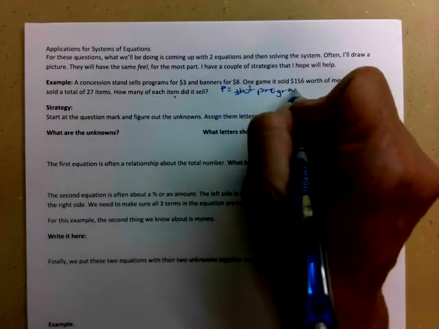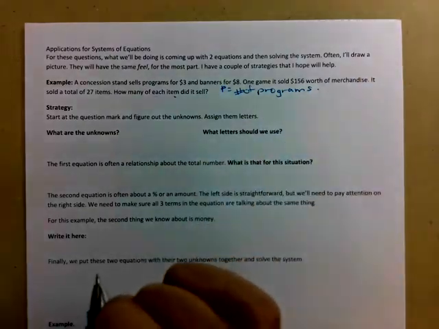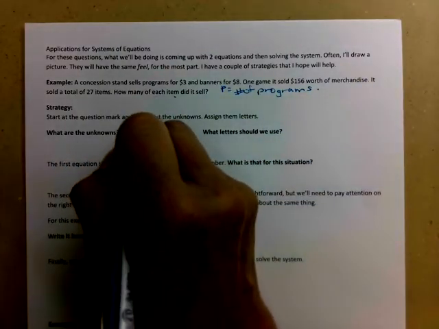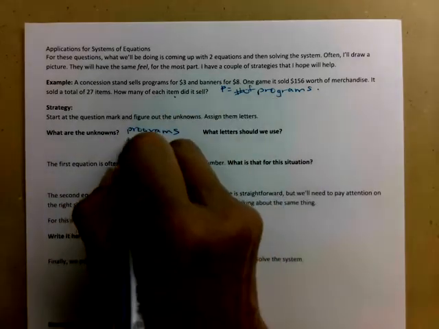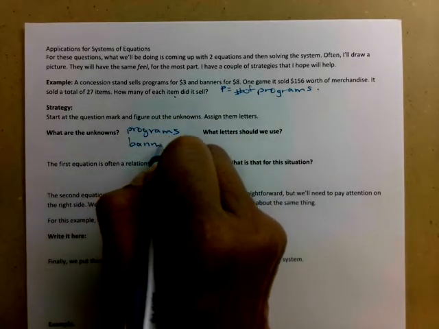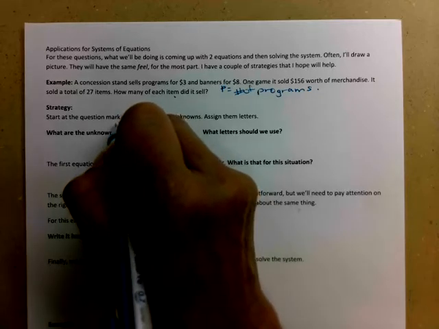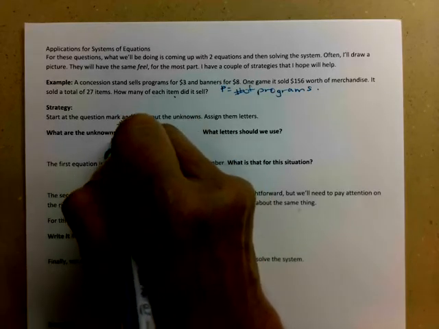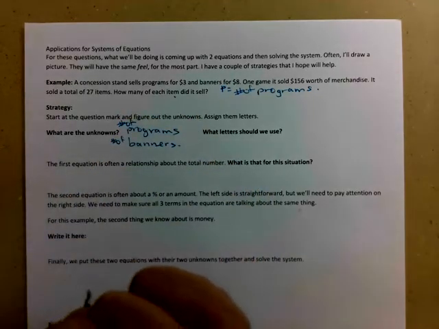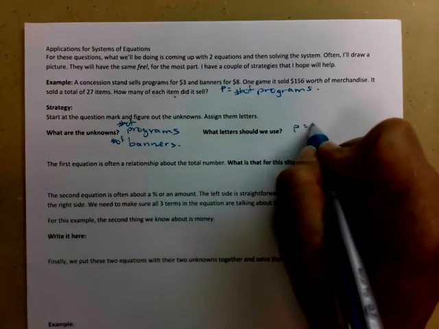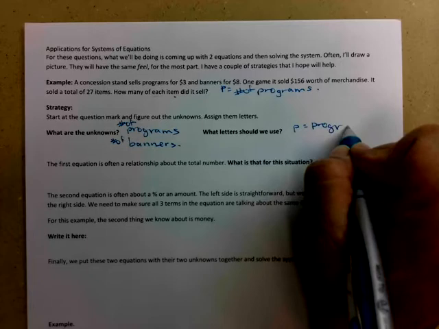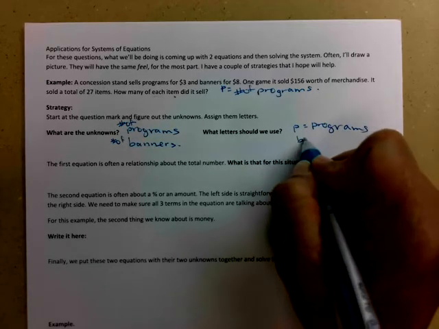And here's another strategy right now. What are the unknowns? Programs and banners. Number of, that's kind of important too. So number of programs, number of banners. So what letters should we use? Well, let's use P for programs and B for banners.